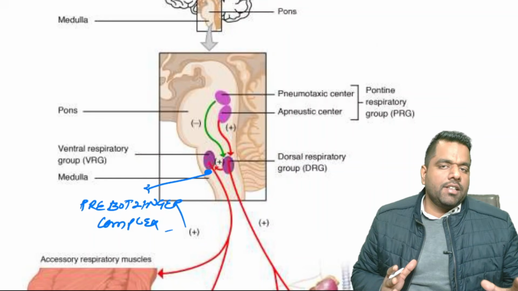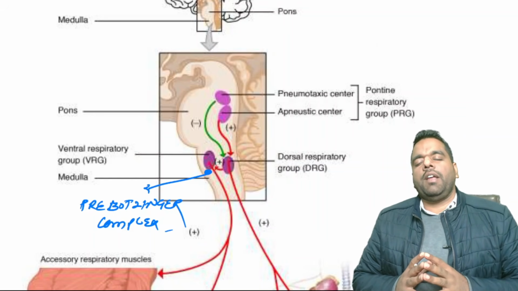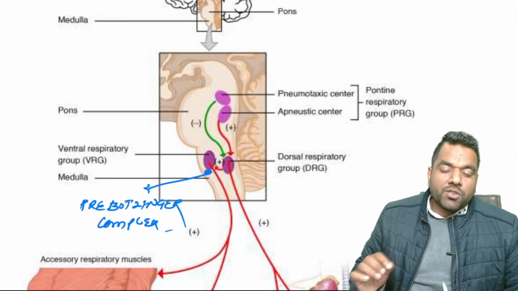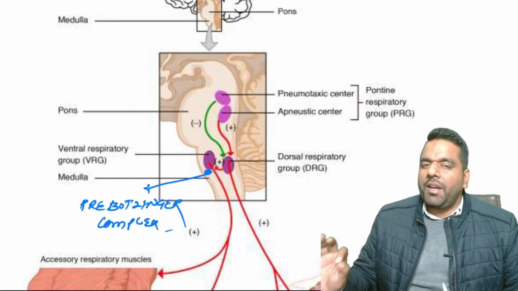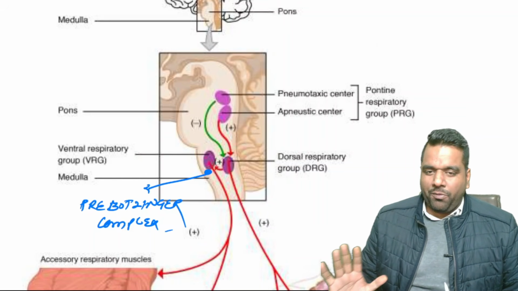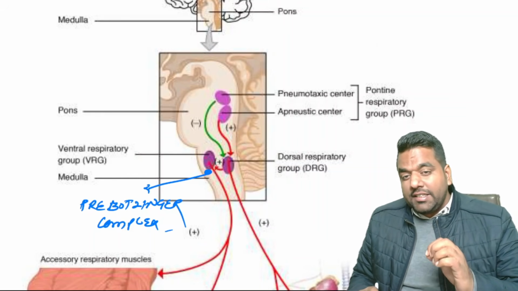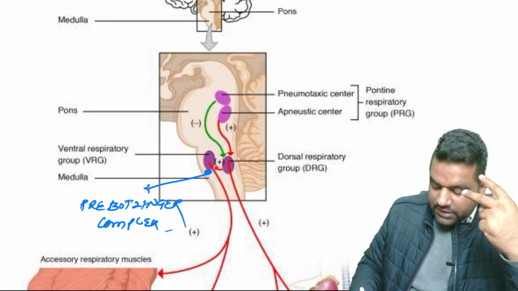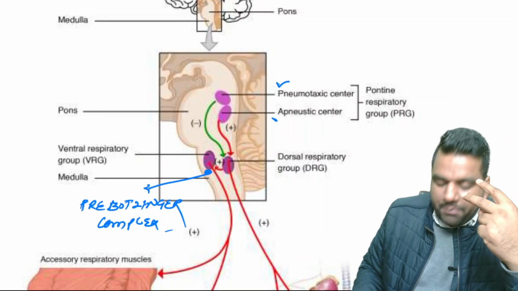So we never think about the respiration during sleep, that we have to do the respiration. Why? Because thanks to God, God has given us the pre-Bötzinger complex, right, guys? Now you can easily see the 3 centers are present in the medulla and 2 centers in the pons, that is your pneumotaxic center and the apneustic center.